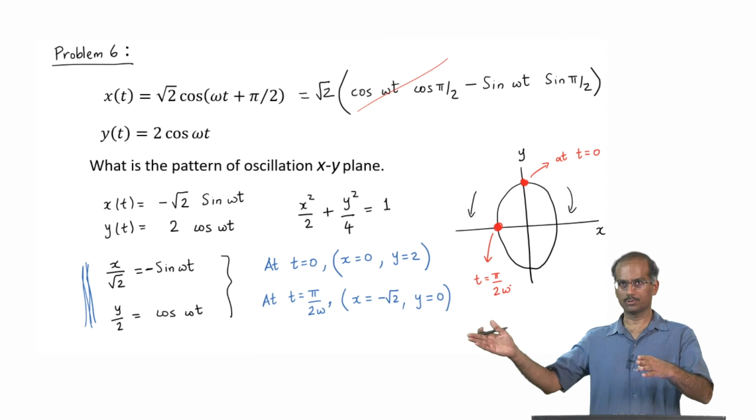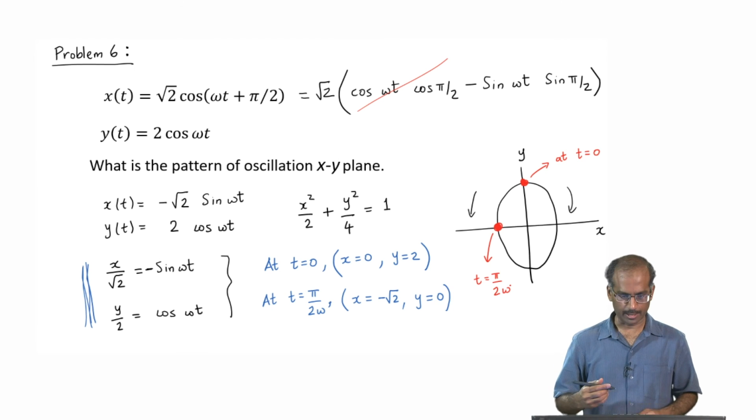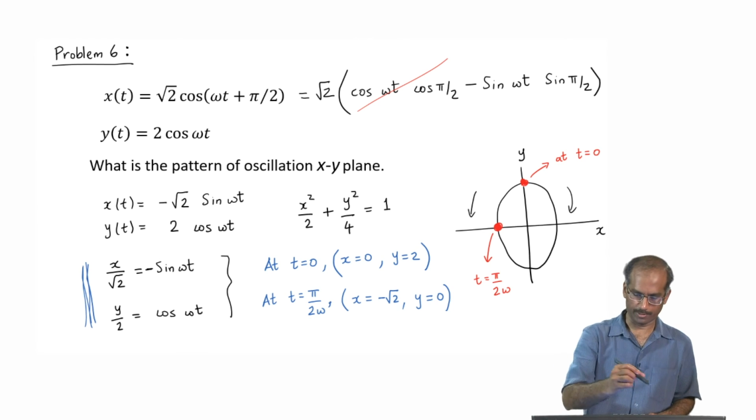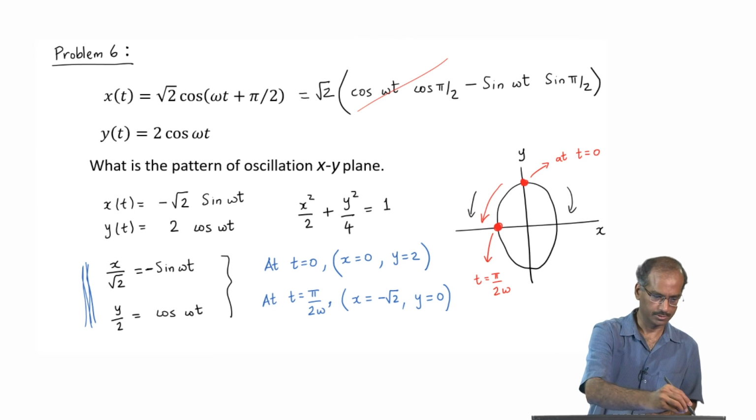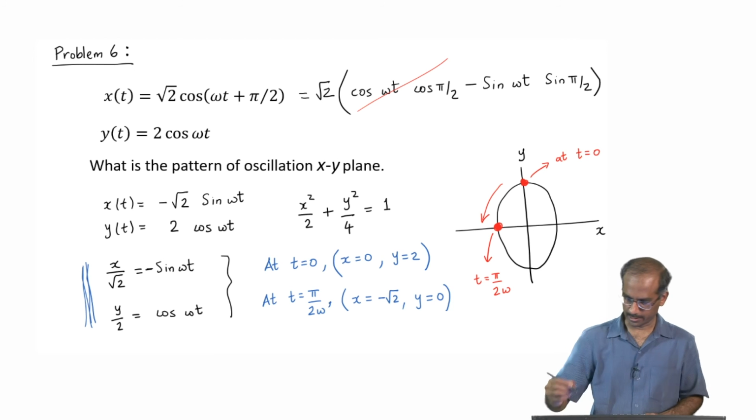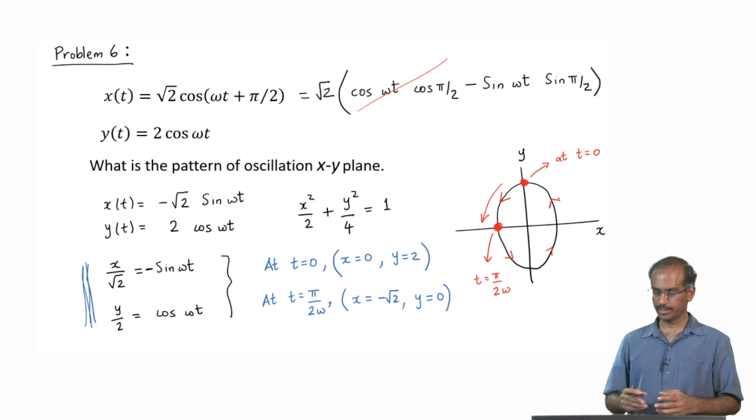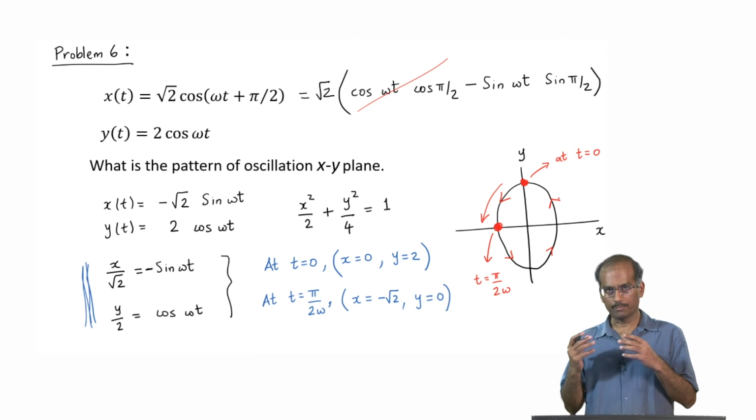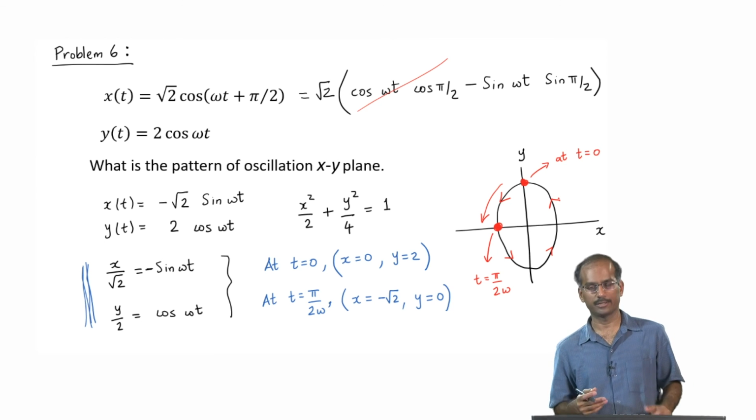So, we are going from 0 to some positive value of time, which means in that intervening time period the particle has moved from this point here to this point. So, the direction of motion is actually this. I need to erase this. Now I can put in the direction of motion. So, by choosing various values of time, you can not only plot the pattern of oscillation in the xy plane, but also obtain the direction of motion.